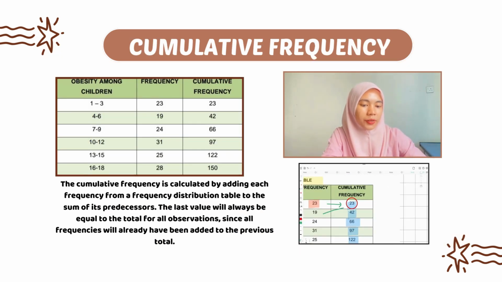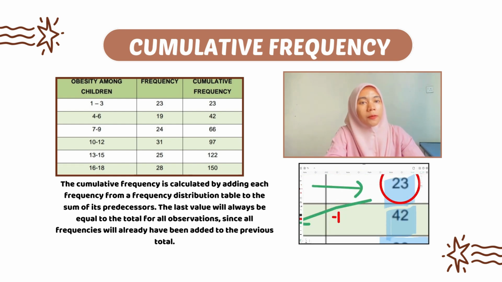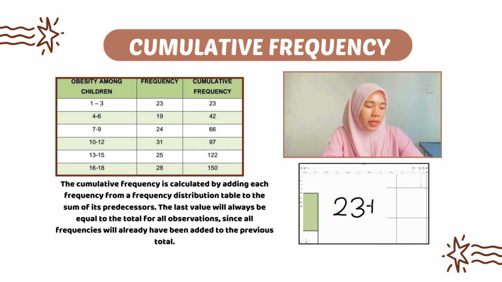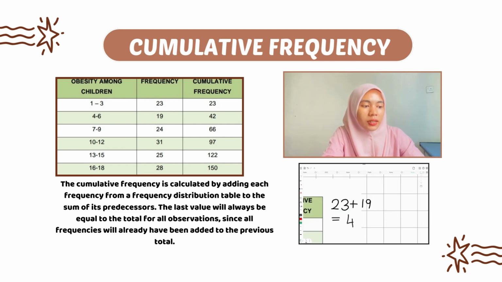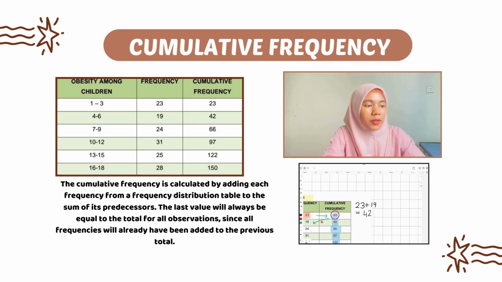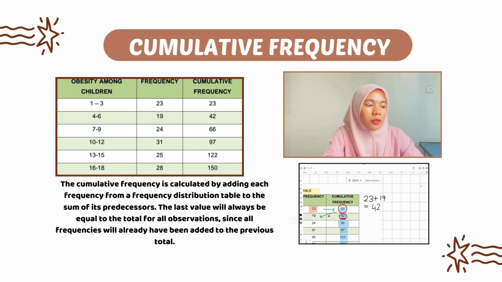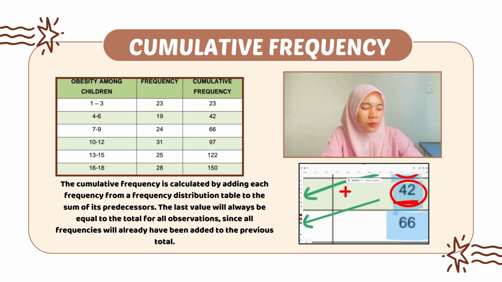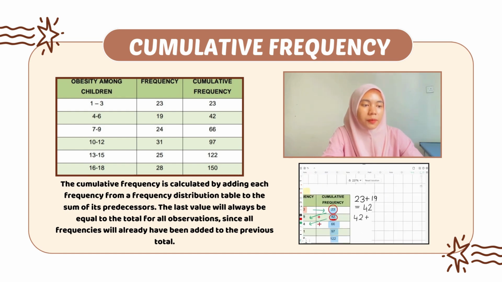Next, how to get cumulative frequency. Firstly, what is cumulative frequency? The cumulative frequency is calculated by adding each frequency from a frequency distribution table to the sum of its predecessors. The last value will always be equal to the total for all observations, since all frequencies have been added to the previous total.